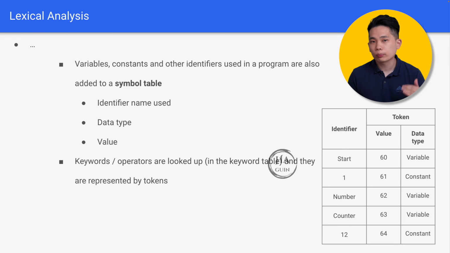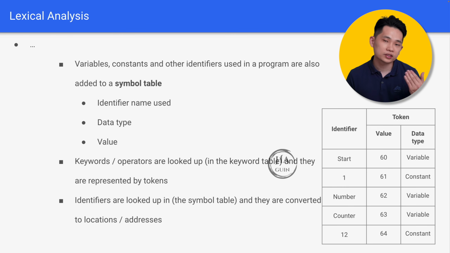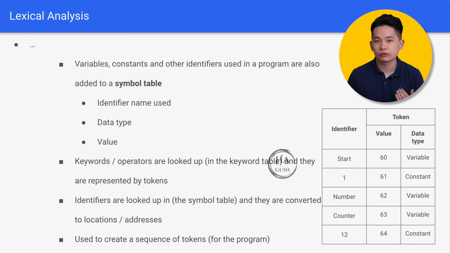So the overall process will be keywords or operators are looked up in the keyword table, and they are represented by tokens. Next, identifiers are looked up in the symbol table and they are converted to locations or addresses. Finally, we will use them to create a sequence of tokens for the program. You might still feel a bit confused by this point of time, but no worries. In the next slide, I will show you a full demo so you can understand better.